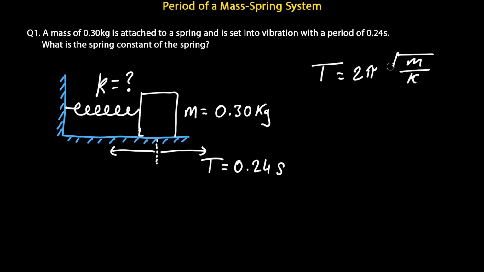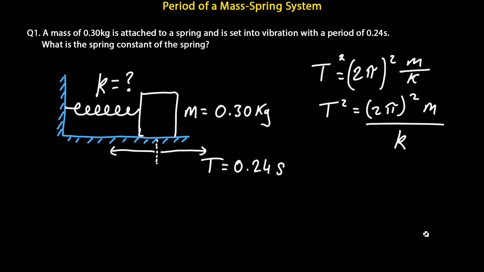So let's start by removing the square root on the right-hand side. Now we do this by squaring both sides of the equation. So we've got T squared is equal to 2 pi squared multiplied by the fraction of the mass divided by the spring constant. Now to move the spring constant to the left-hand side of the equation, we multiply both sides of the equation by the spring constant. This cancels out the spring constant on the right-hand side and leaves the spring constant on the left-hand side.